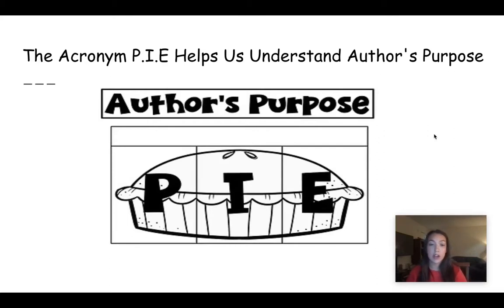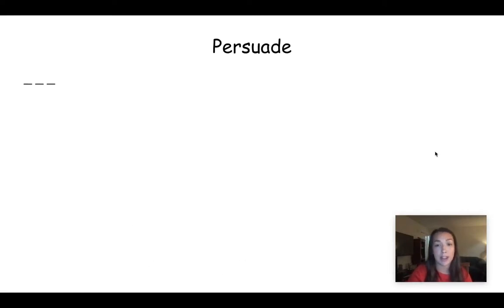So now as we get started in our lesson, I want to introduce you guys to an acronym. The acronym that we have is PIE, which helps us understand the author's purpose. That means that PIE, P stands for persuade, I is for inform, and E is for entertain. So that's something that you can keep in mind throughout this lesson to help you when we're trying to decide what the author's trying to do in their writing.